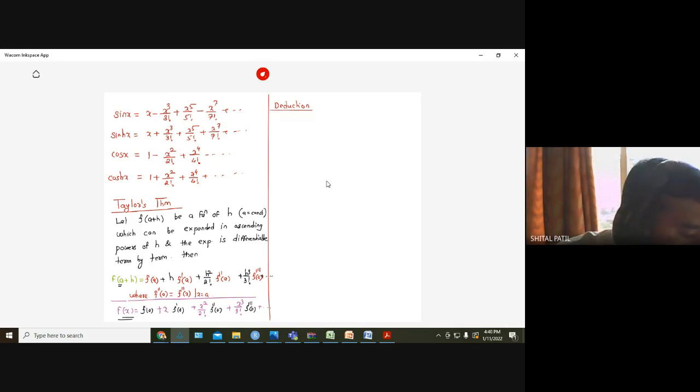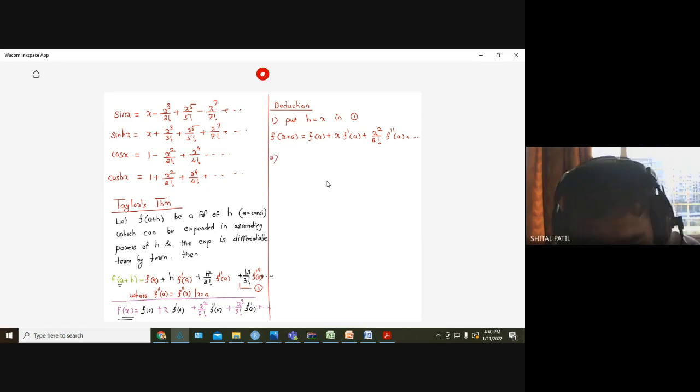Okay, we have to write deductions from Taylor's theorem. Write this as equation number 1. Put h equal to x in 1. So f of x plus a, or a plus x, will be f of a plus h, which is x, f dash of a, plus x square divided by 2 factorial, f double dash of a, and so on.